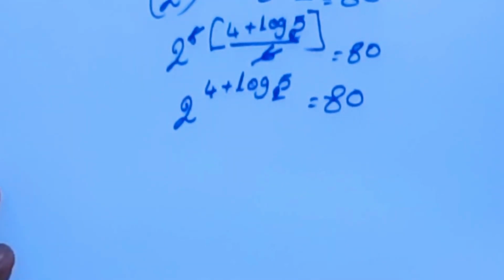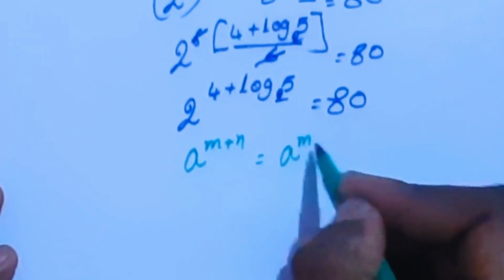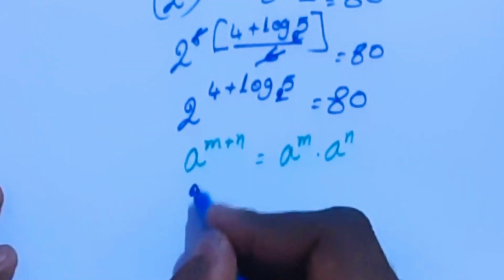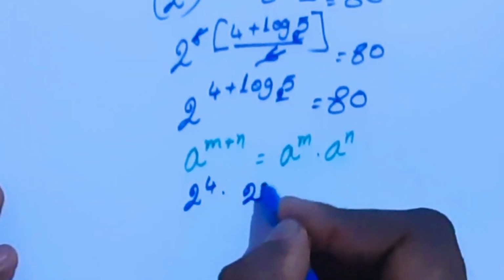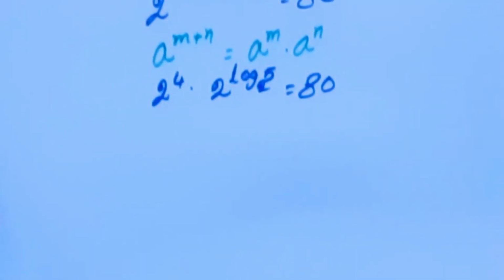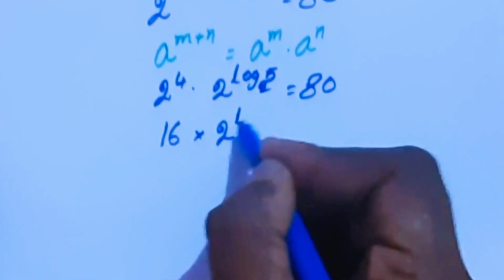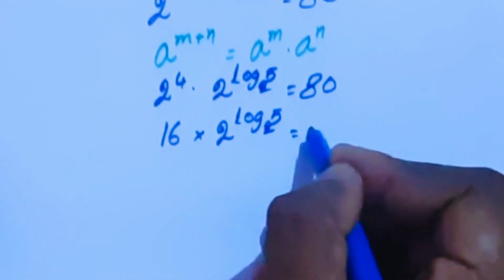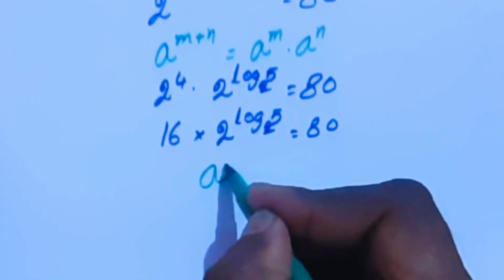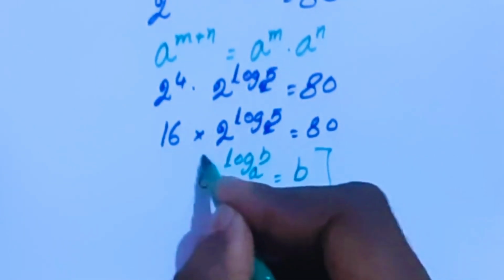Now we know this formula that a^(m+n) equals a^m times a^n. This we are going to implement here. So 2^4 times 2^(log 5 base 2) equals 80. This 2^4 is 16 times 2^(log 5 base 2) equals 80. Now we are going to implement here a^(log b base a) equals b. This we are going to implement here.